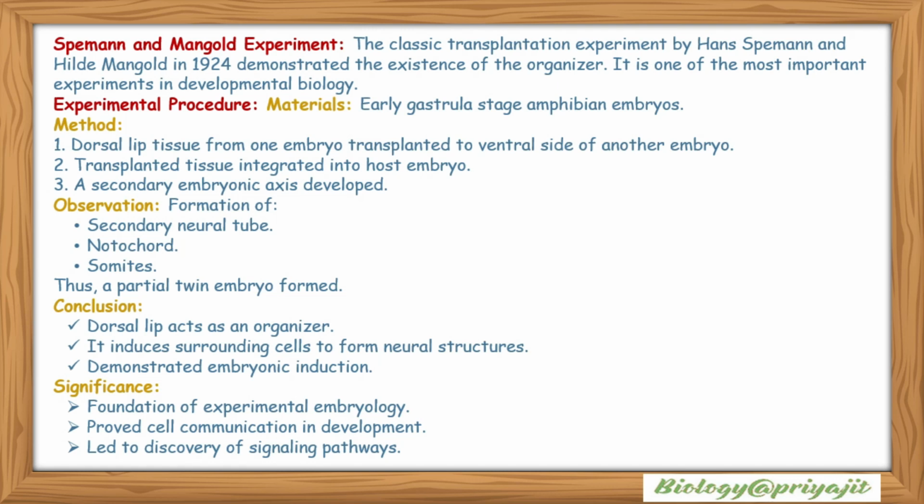The transplanted tissue integrated into the host embryo. A secondary embryonic axis developed. Observation: formation of a secondary neural tube, notochord, somites, etc. Thus a partial twin embryo is formed. Conclusion: the dorsal lip acts as an organizer. It induces surrounding cells to form neural structures. It demonstrated embryonic induction. Significance: foundation of experimental embryology, proved cell communication in development, and led to the discovery of signaling molecules.